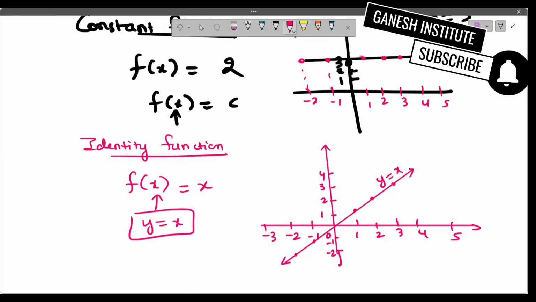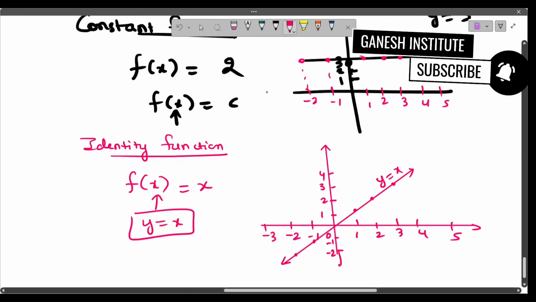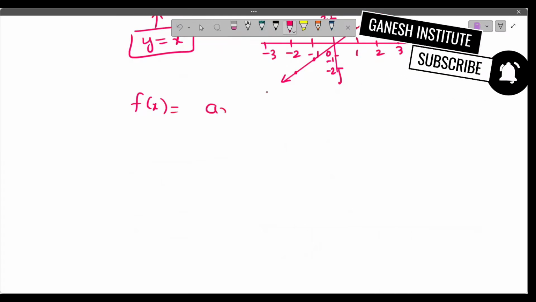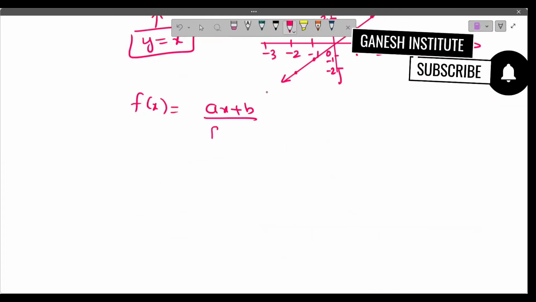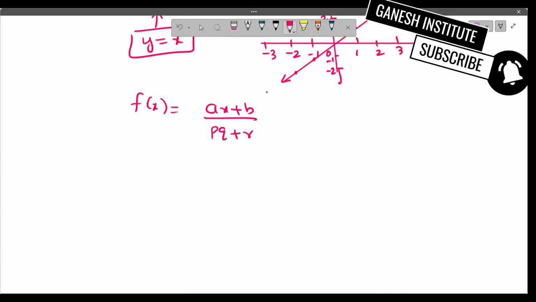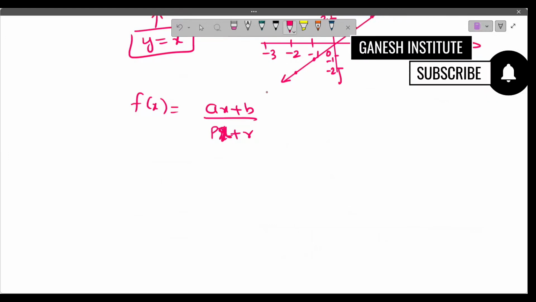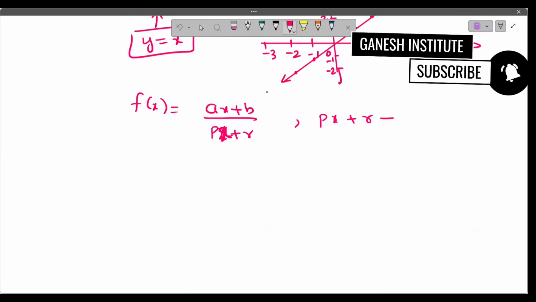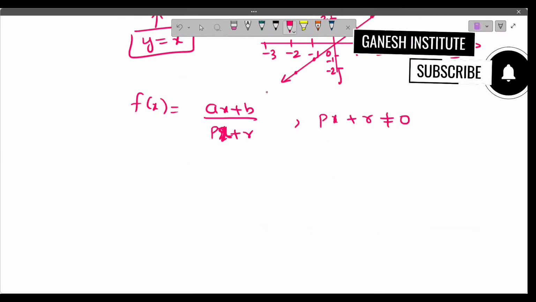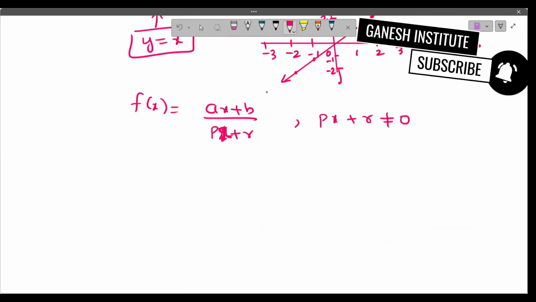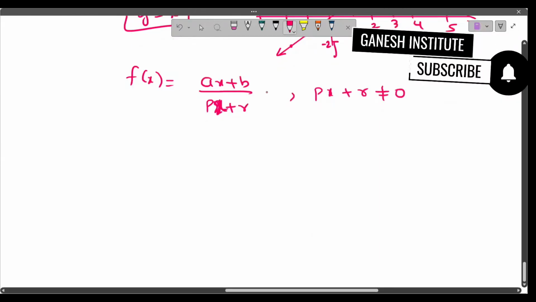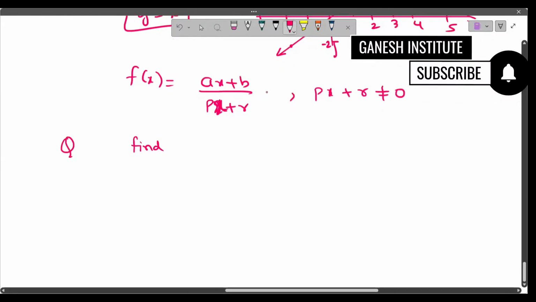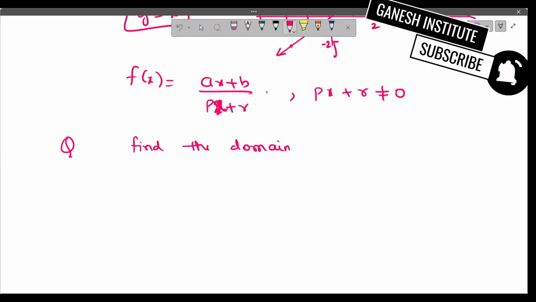When you have a rational function, as you know, it is something like ax plus b over px plus r. It will be having fraction form, and the condition for that is the denominator must not be equal to 0, can never be 0. It is very important because whenever you will find the range and domain, for example, find the domain and range for the question given below.